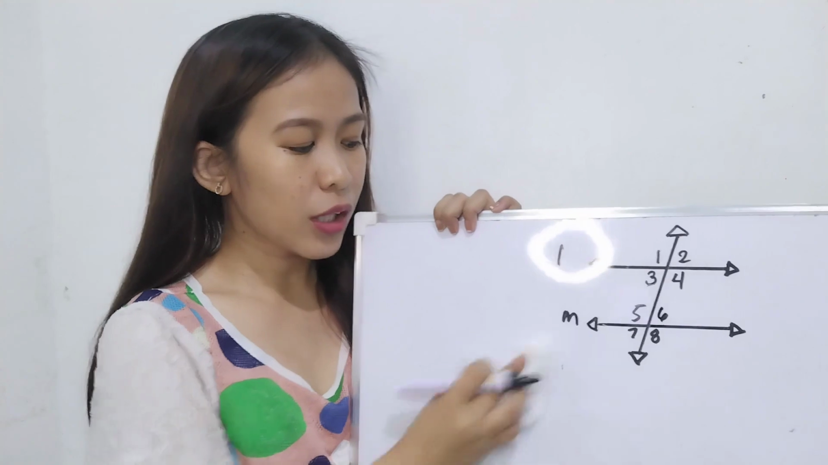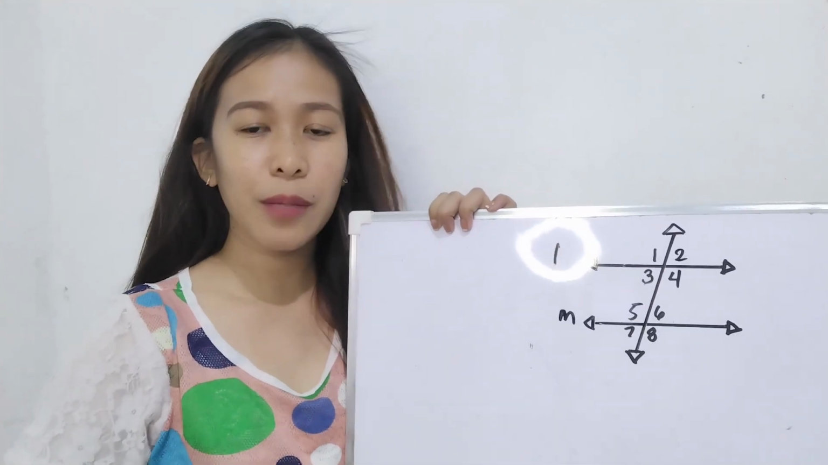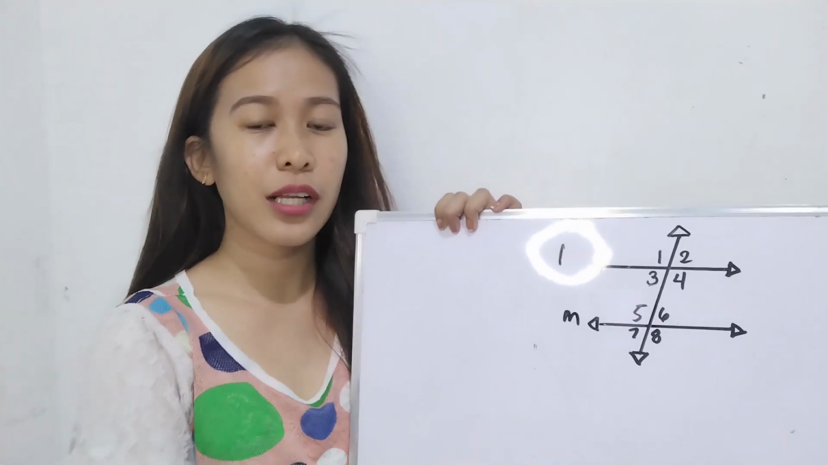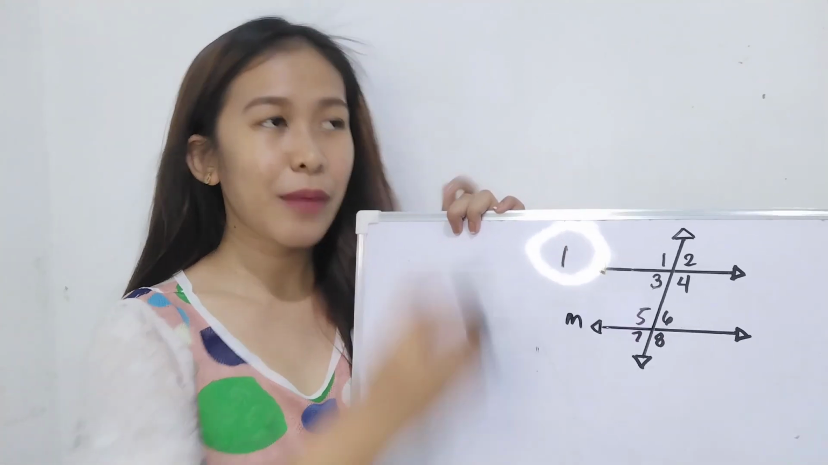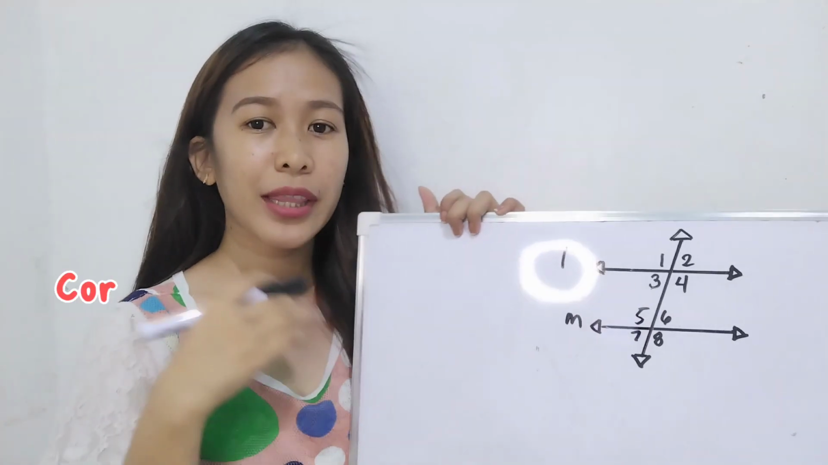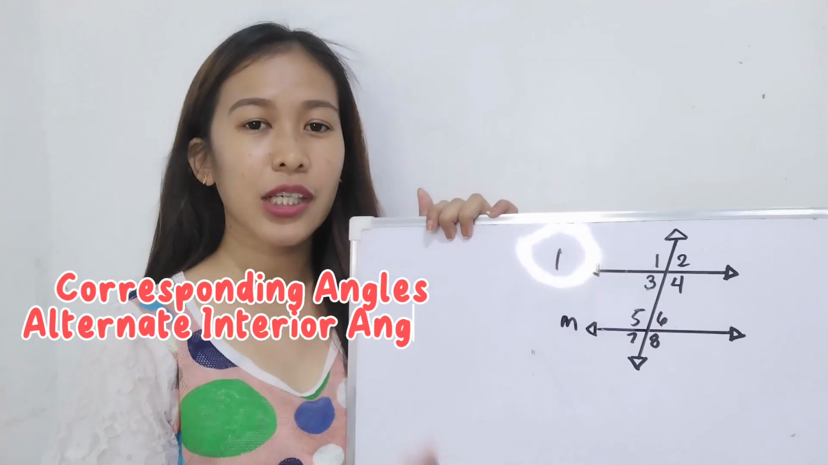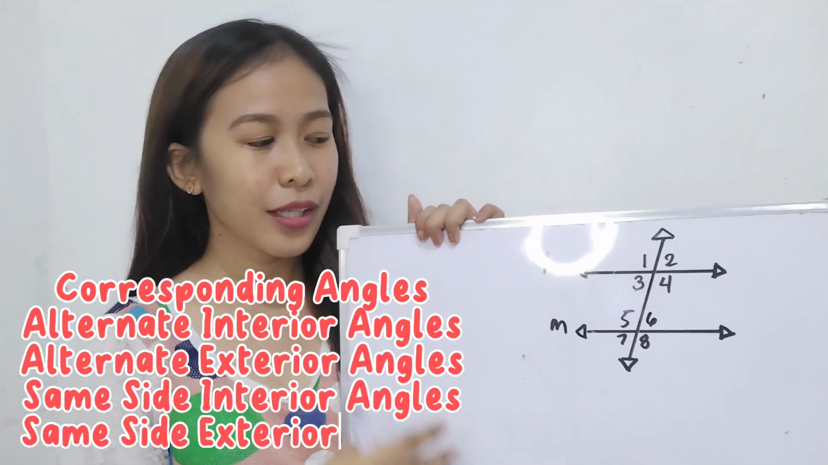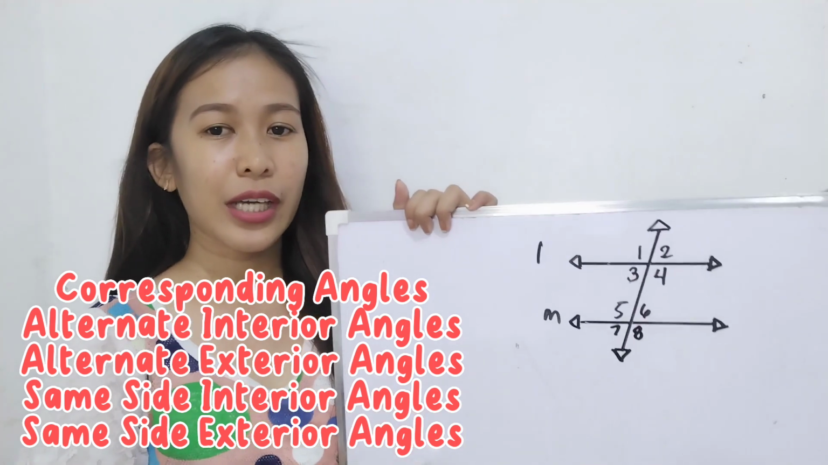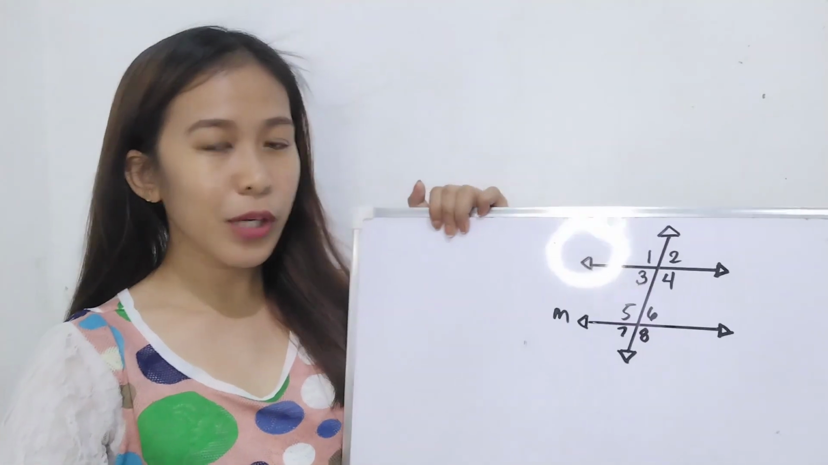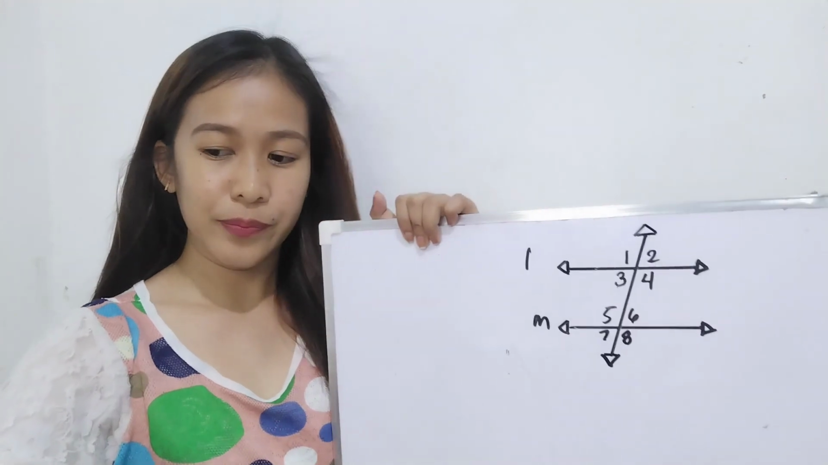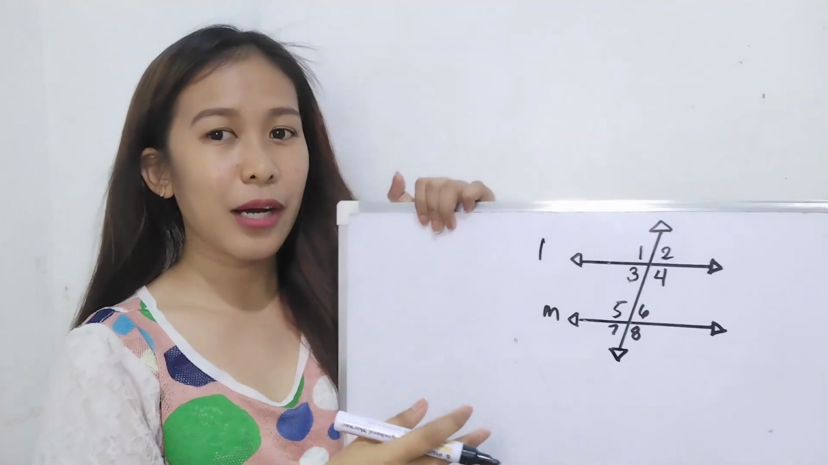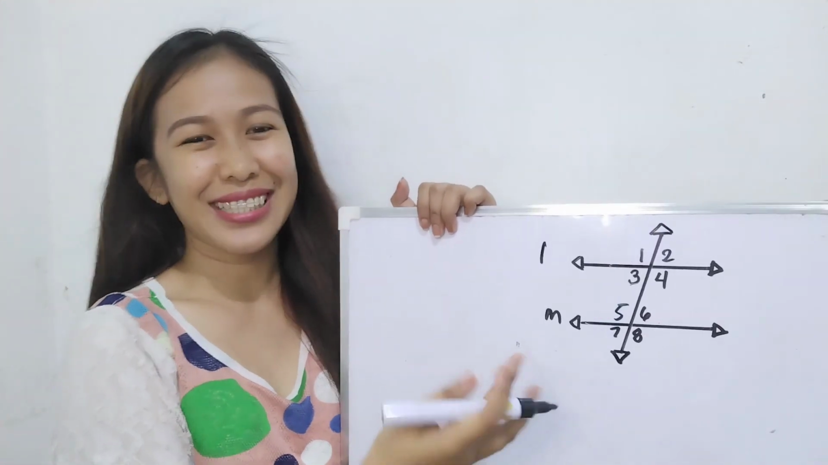Pero in here, what we are going to do is to apply all the properties, all the conditions that parallel lines cut by a transversal have. Okay? So, di ba, meron tayong tinatawag na corresponding angles, alternate interior angles, alternate exterior angles, same side interior angles, same side exterior angles. Okay? So, kung hindi nyo pa yun masyadong master, of course, I'm going to discuss that to you para syempre hindi naman sayang yung video natin, di ba?